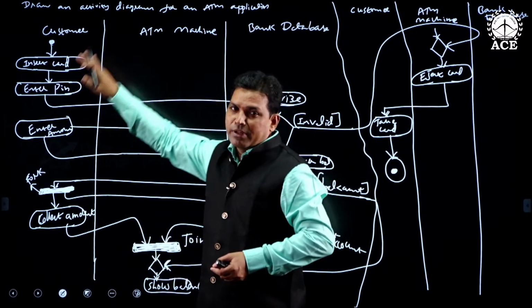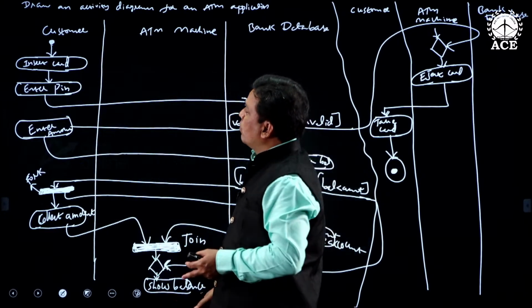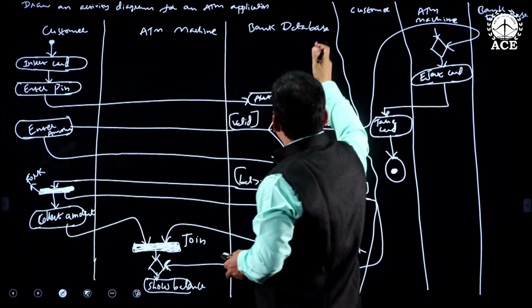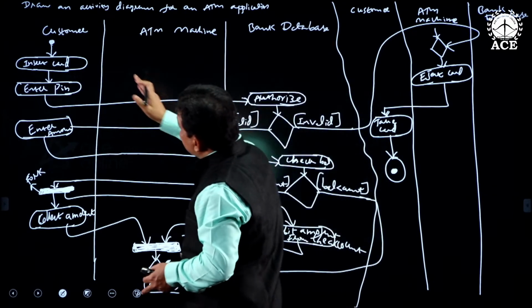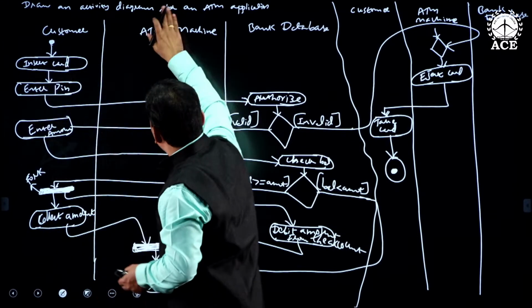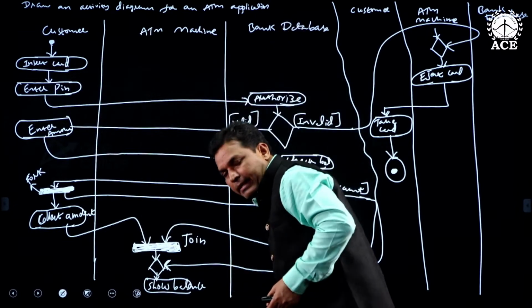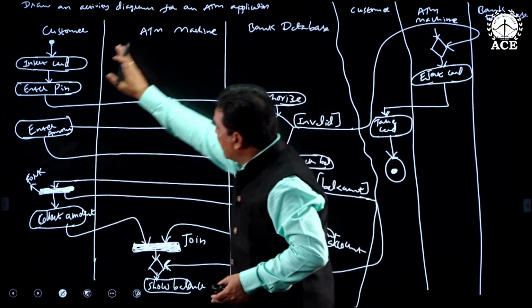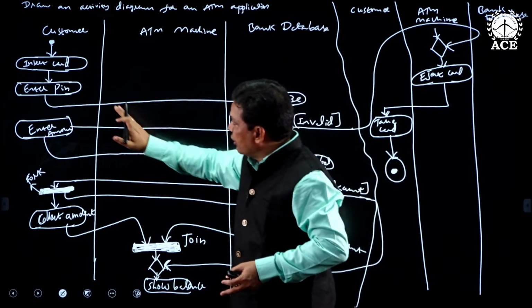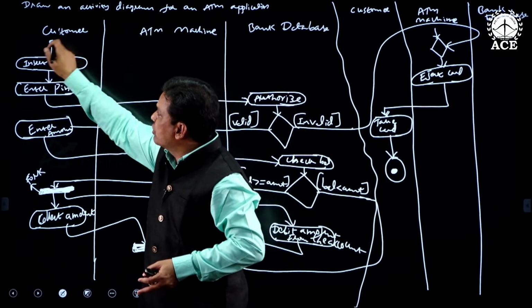Now observe how many objects are grouped here. Customer is one group, ATM machine is one more group, bank database is one more group. So we call them swim lanes. This is swim lane 1, swim lane 2, swim lane 3. Now observe here. Initially the customer is here with the initial state.